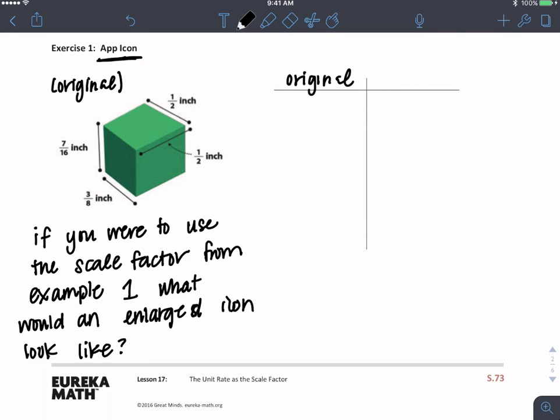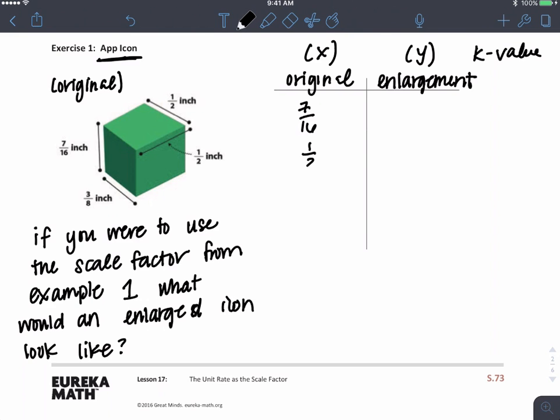If I wanted you to do an enlargement, you would find all of those values. Just a reminder that these are all your y's and these are all your x's. Your k value, or your scale factor, is going to be from above. So we want to start off with writing out all of these values: 7/16, 1/2 inch, 3/8, and 1/2 inch. Now find your enlargements.